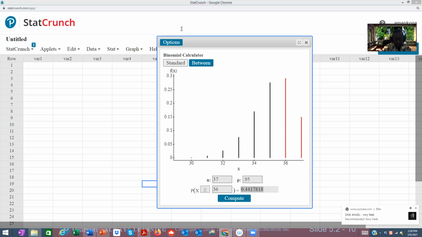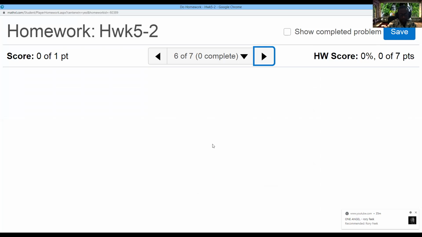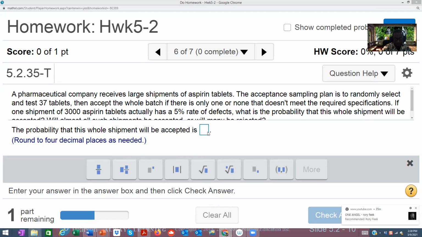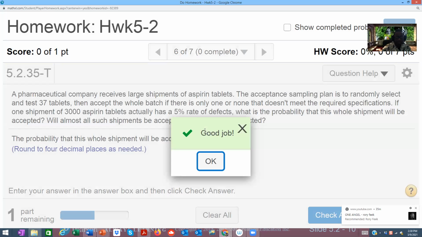So let's go back, and then enter the answer. This says 4 decimal places. Let me go back and check that. It is 0.4418 to 4 decimal places. Let me make sure that you are seeing my homework. So this is 0.4418, and that will be the answer.